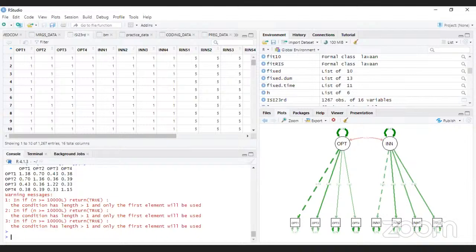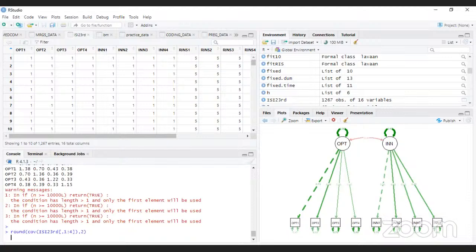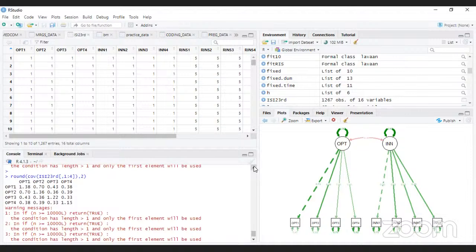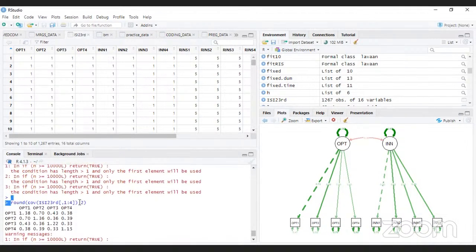Now, I am giving the R script. And this is the R script where the 4 factors, 4 items are given, and the covariance structure is this. I will share you the scripts as well.